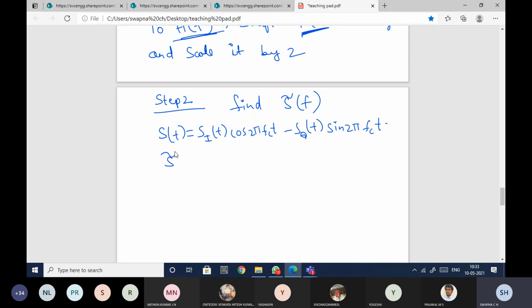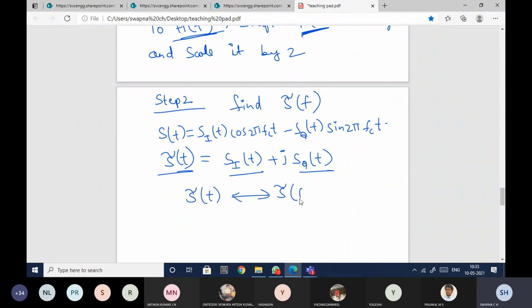And the same thing we can represent as the complex envelope. s tilde of t is nothing but s_I of t plus j s_Q of t. If you know s_I of t and s_Q of t, you can find s tilde of t. s_I of t is the in-phase component and s_Q of t is the quadrature component. If you know s tilde of t, you can take its Fourier transform, which will be s tilde of f. So s tilde of f will be known to us in the second step.